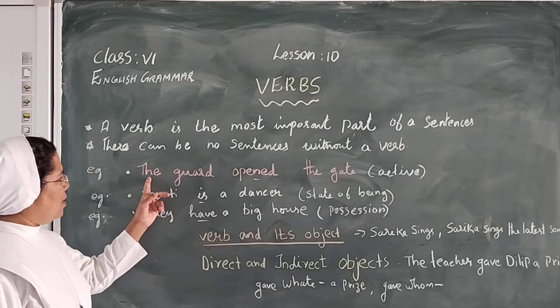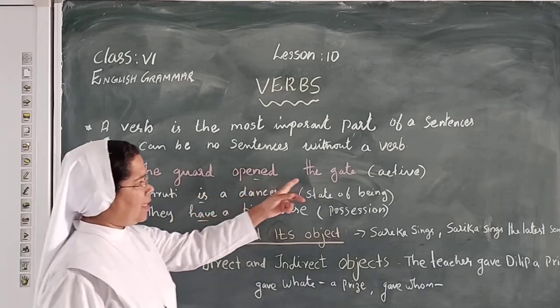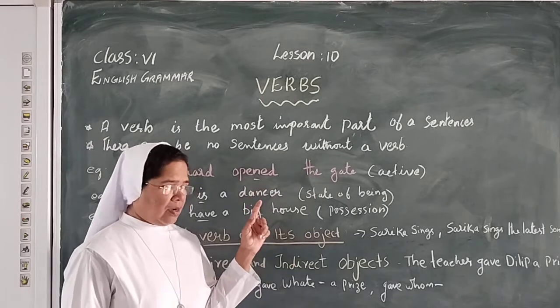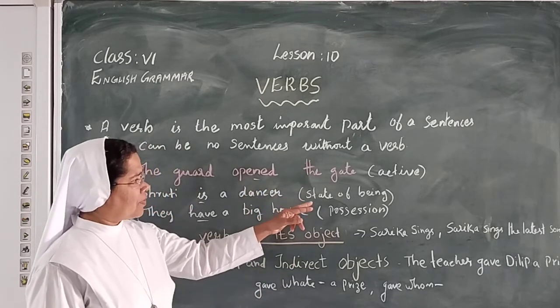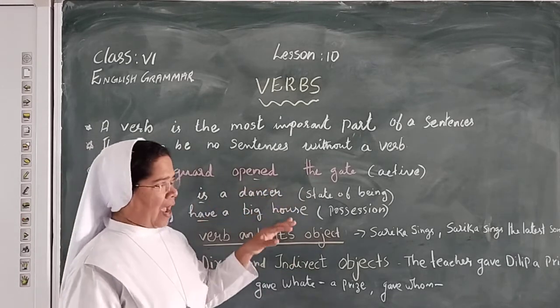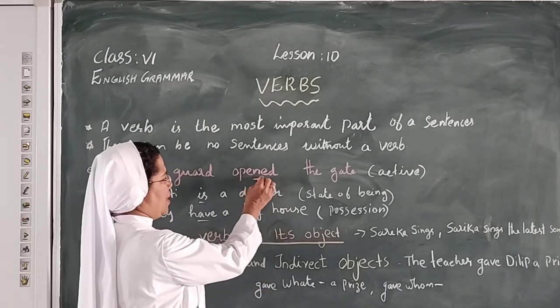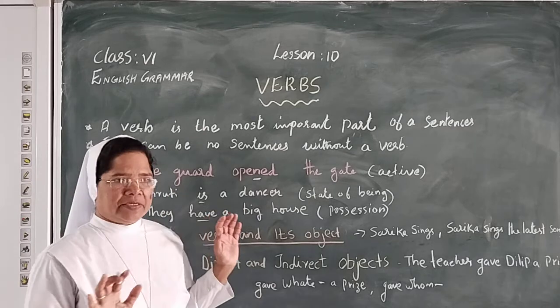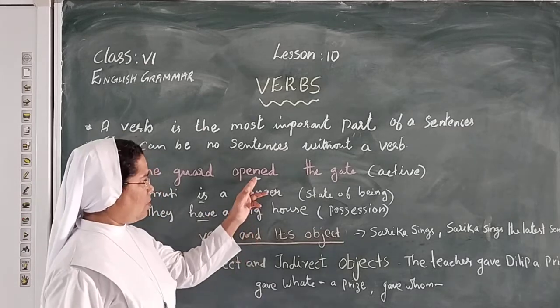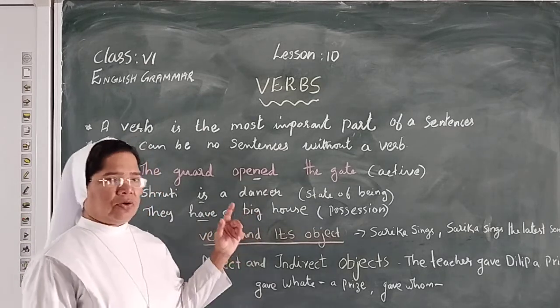First example: the guard opened the gate. Here, this is an active sentence. This is the verb, open. This sentence is a complete sentence. The verb is open.